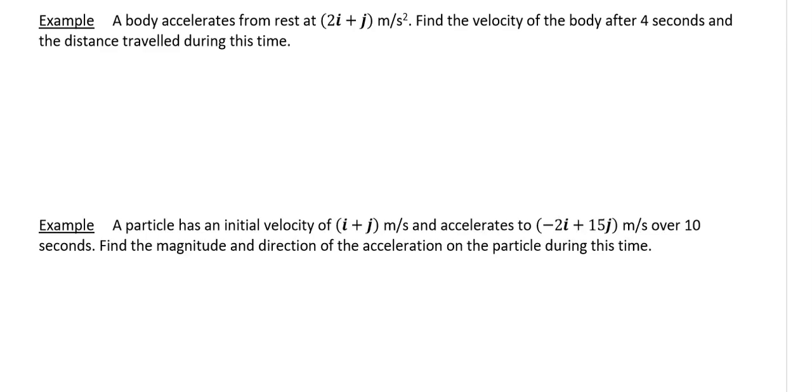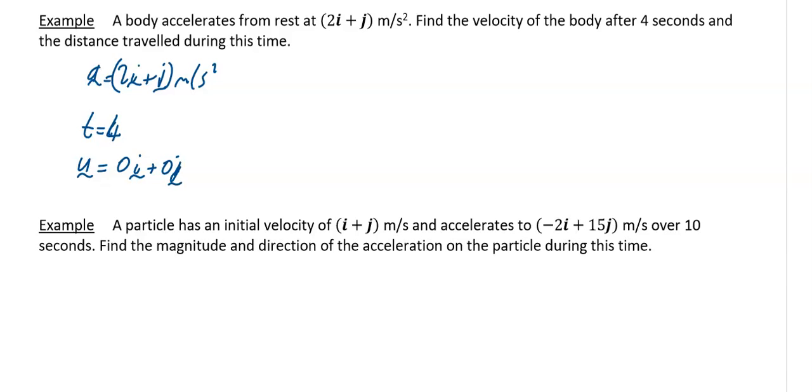Okay, in this question it says a body accelerates from rest at 2i plus j meters per second squared. Find the velocity of the body after 4 seconds and the distance traveled during this time. So we know my t is equal to 4 seconds, and I accelerate from rest, so my initial velocity, I should say, is 0i plus 0j. So it's going from rest.